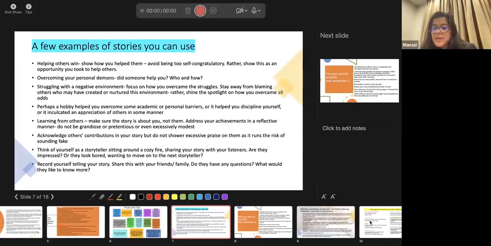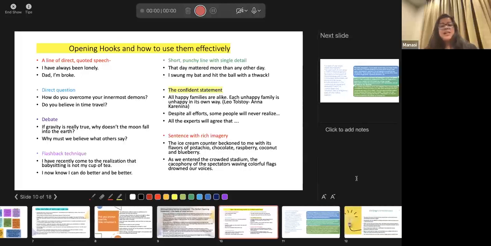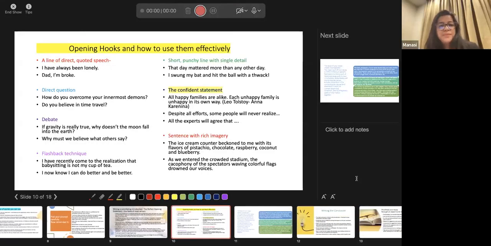One second. Here we are. Yes, I'll give you 2 minutes to read them. And you can use them, not these in particular, but you can use something like this. So these are the opening hooks. These are the opening lines which you can use to begin your essay.